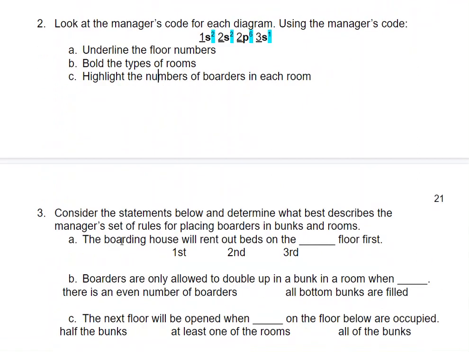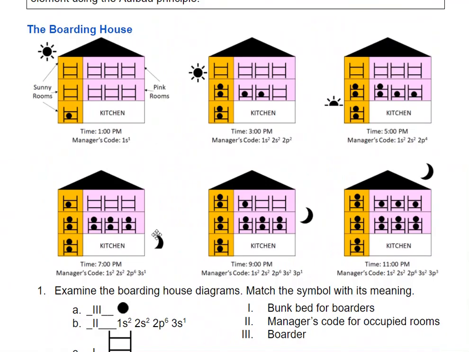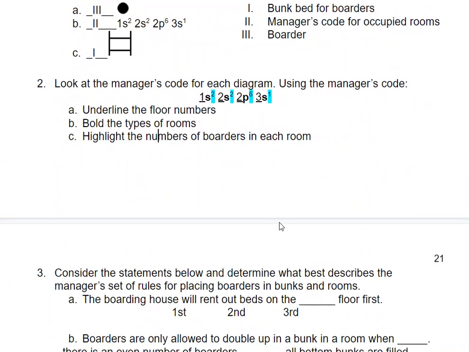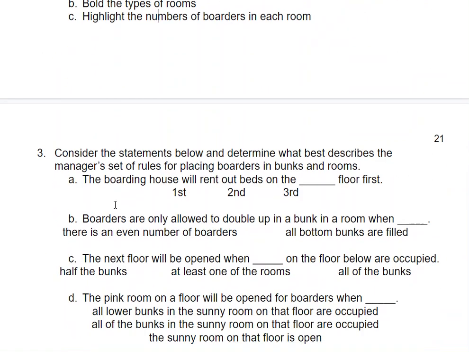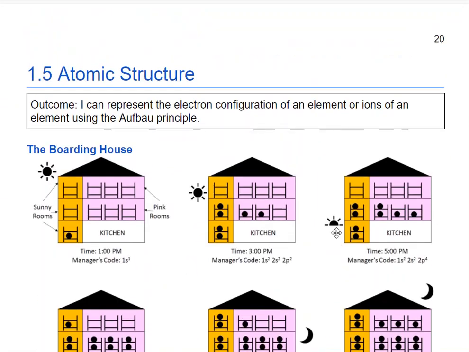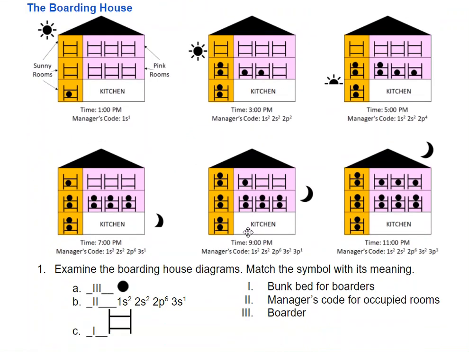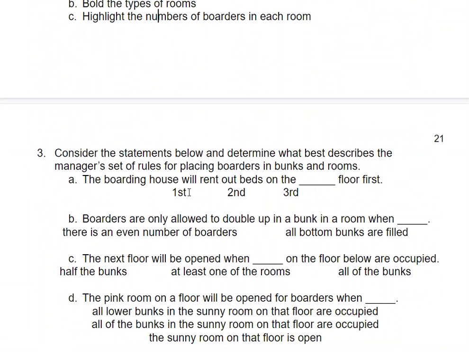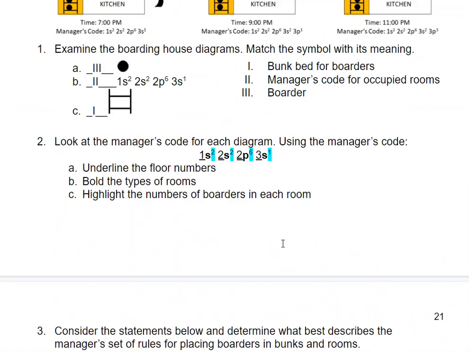So considering what we have up here in our boarding house diagram, we want to try to figure out the rules that the manager uses to fill up rooms. So the boarding house will rent out beds on the lowest floor first. So we can see that the first floor is going to get filled up before we start adding people to the second floor. So we're going to rent out the first floor beds first.